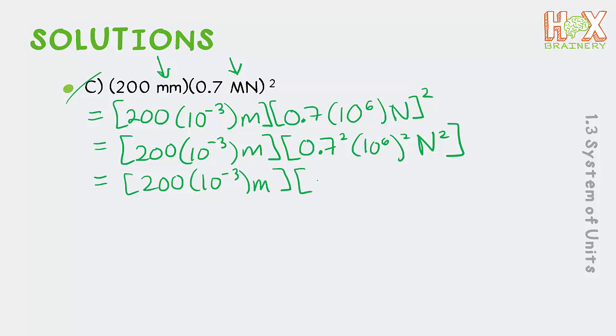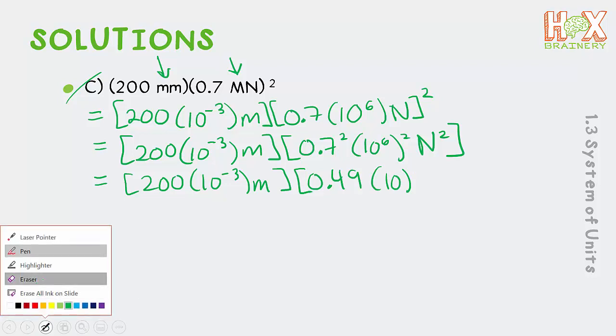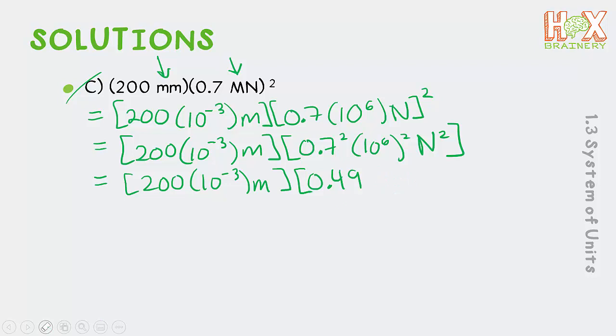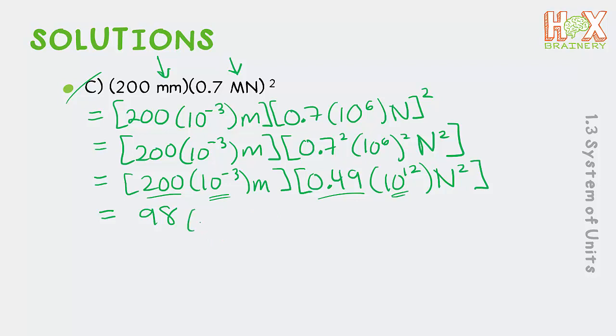And then over here, I'm going to start to simplify. So I have 0.49. This is 10 to the 12th power newtons squared. All right, I'm going to take the 200 and this decimal 49 and multiply those together. So that's going to give me 98. And then I'm also going to take these powers of 10 and combine those to get 10 to the 9th power. And then I have meters times newtons squared.